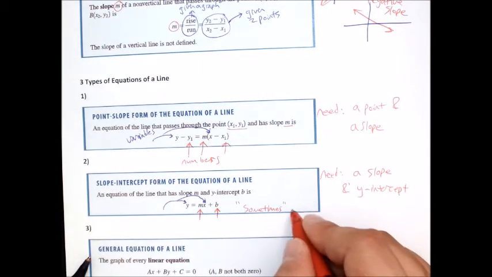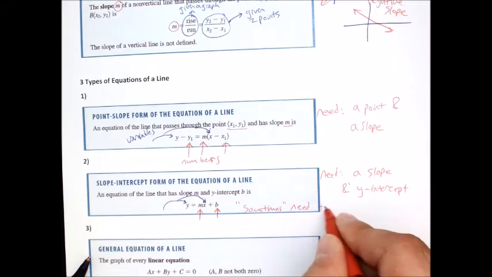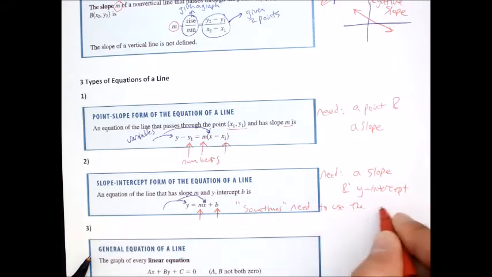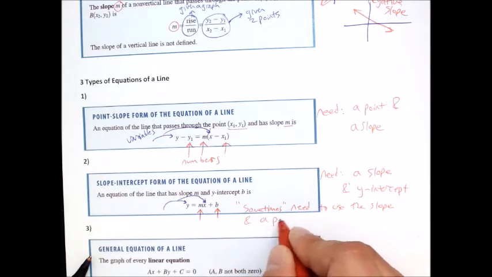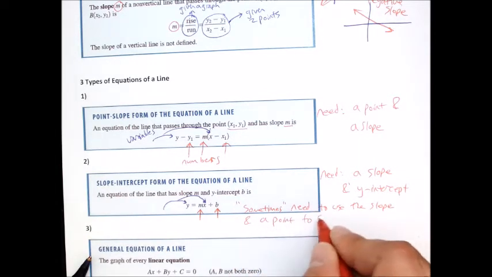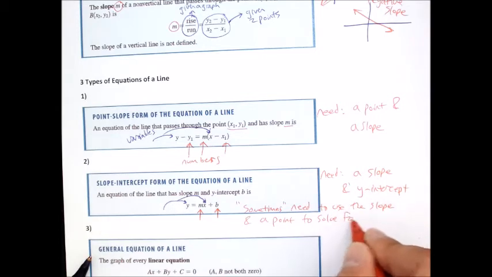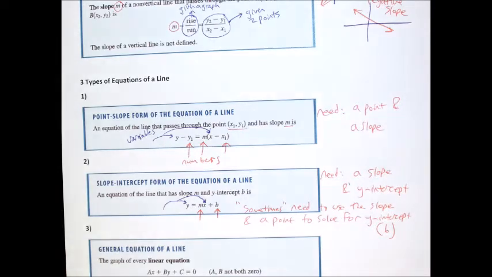sometimes you need to use the slope and a point to solve for the y-intercept. That's the b in the equation. So sometimes, quote unquote, usually all the time you need to do that.